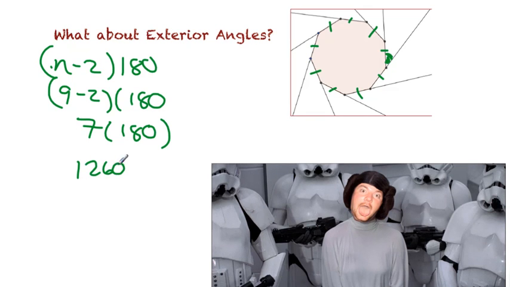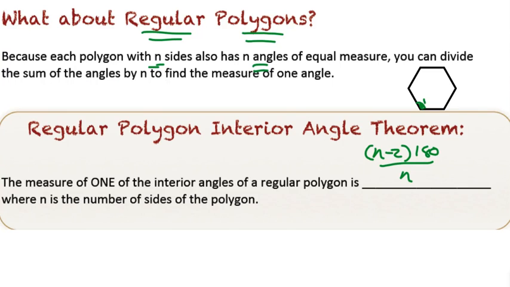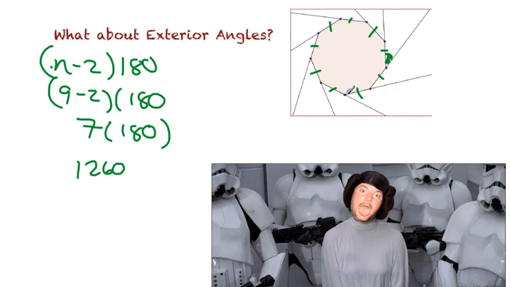So what I just said before, remember finding one angle? This one has 9 angles. So if I take this and divide it by 9, I get 140. So there must be 140 degrees in each one of these angles. 140, 140, 140, all the way around.